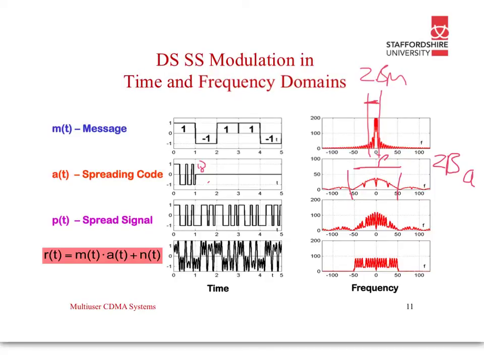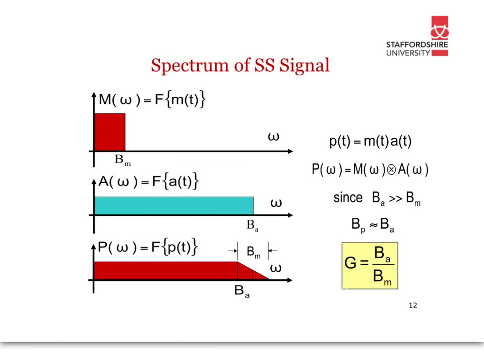When we multiply the two together, the bandwidth of the resultant is actually slightly wider, but it's still 2BA. And then we will add noise to our signal. Now the noise only appears at those frequencies. So what does this look like?